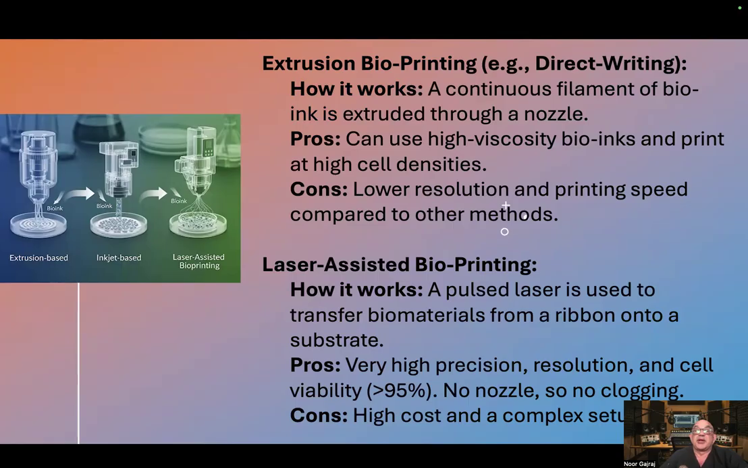Extrusion bioprinting. How it works, a continuous filament of bioink is extruded through a nozzle. Pros, can use high viscosity bioinks and print at high cell densities. Cons, lower resolution and printing speed compared to other methods.